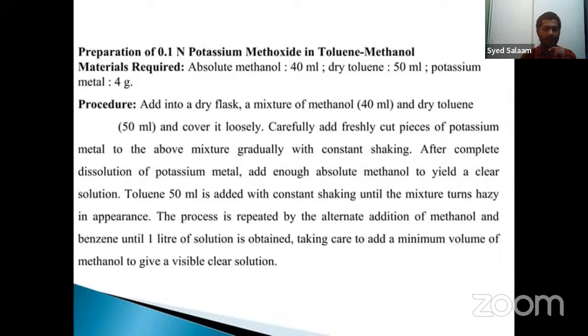Add enough absolute methanol to get a clear solution. Again, 50 ml toluene is added with constant shaking until the mixture turns hazy. Till then we need to add. The process is repeated by alternate addition of methanol and toluene until 1 liter, like 40 ml methanol, 50 ml toluene, taking care to add a minimum volume of methanol to give a clear solution. In this way, we prepare the 0.1 normal potassium methoxide in toluene-methanol solution.